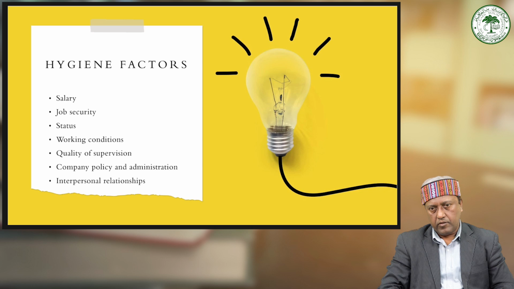Third is the status, which means position and recognition within the organization. Fourth is working conditions, the physical environment and the resources available to perform the job. And the next is quality of supervision, support and guidance provided by the managers or the administrators, company policy and administration, fair and consistent organizational policies, interpersonal relationships, positive interactions with colleagues and supervisors.